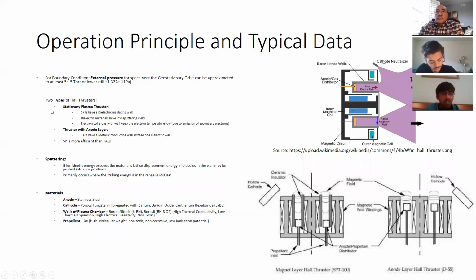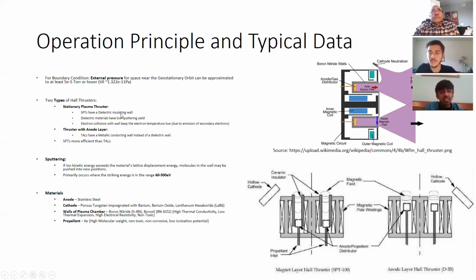Now, two more small points. There are two different types of Hall thrusters available. The first major type is known as a stationary plasma thruster. The second one is known as a thruster with an anode layer. We will be doing modeling only for the stationary plasma thruster.